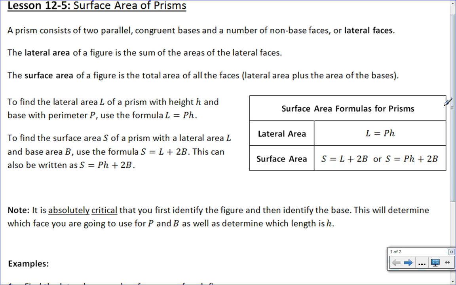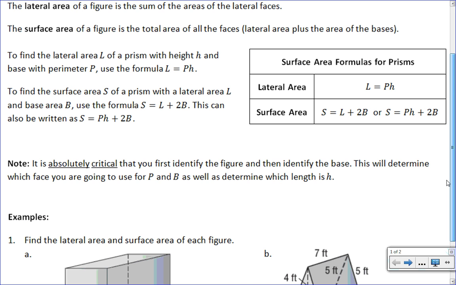And you'll actually see as I work through these examples, before I set up any formulas or anything, that's what I will do first every single time: determine what figure it is, determine where the base is, and I'll even find the perimeter of the base and the area of the base first, as well as identify what the height is. So that way when we go to these formulas, we're just plugging in numbers. Most of the work has already been done. So let's go ahead and see what that looks like on example 1.